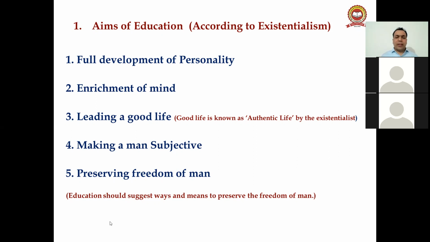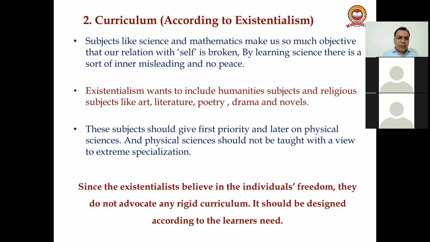Now we have seen that there are a lot of changes in education. We have to go according to the changes, but they want education to place more and more emphasis on the full development of the personality and enrichment of the mind. There should even be a provision in education that preserves the freedom of man. So this is all about the aims of education. Next we discuss the curriculum: how the syllabus should be according to existentialism.